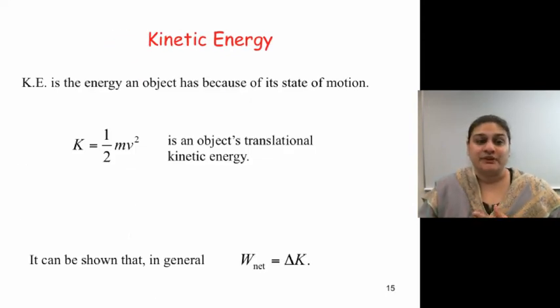Kinetic energy, in detail, is the energy an object has because of its state of motion. It is also called the object's translational kinetic energy if it is moving in a straight line. The kinetic energy formula is half mv squared, and it can be shown in general that the work done on an object is equal to the change in kinetic energy.